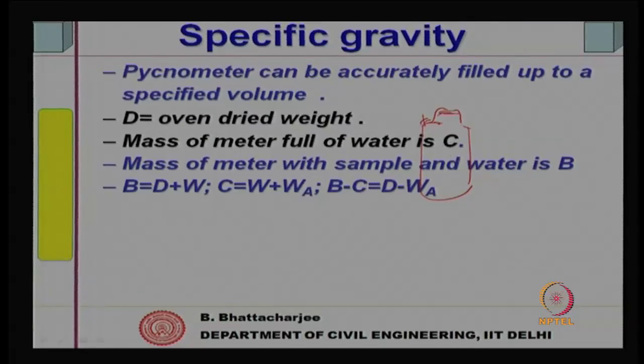Now, you put in this oven dried aggregate, and all the time you will have water filled up to the same height. So, remove water such that it fills only up to the fixed height all the time, that is, the volume is fixed. So, let us say that mass is B, right. So, B is equal to D plus some weight of water, W. C is equal to the weight of water, this W, plus the weight of the same volume of aggregate. So, C minus B will give you D minus W_A. That means the oven dried mass of the aggregate minus the mass of the same volume of water.